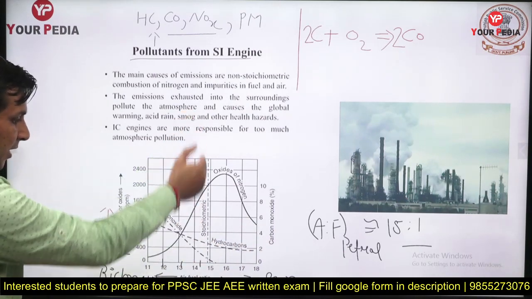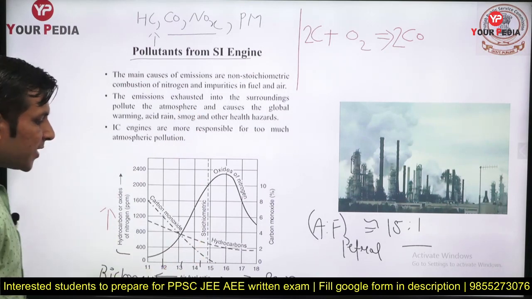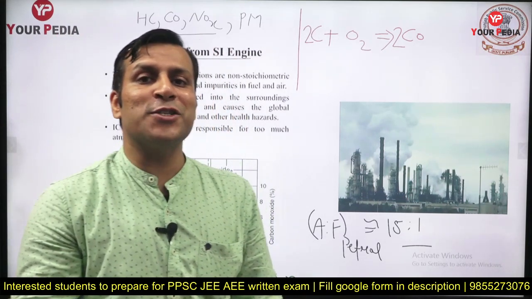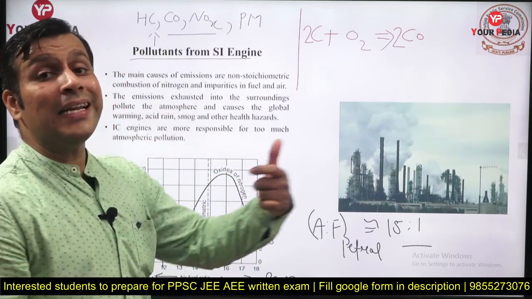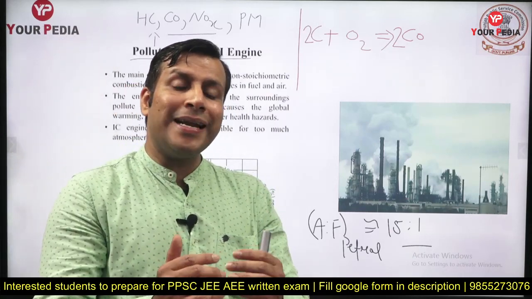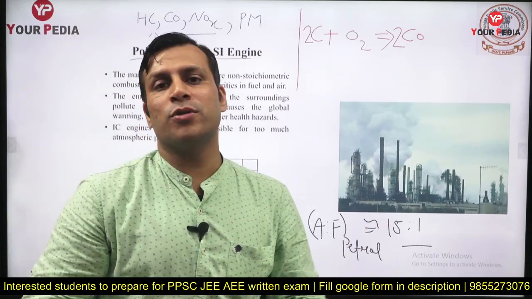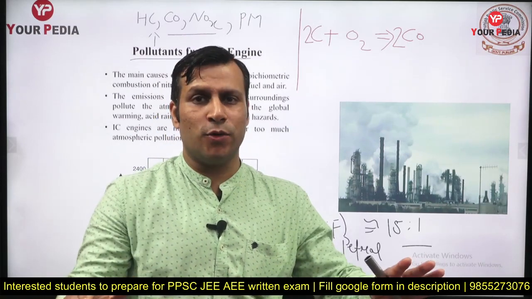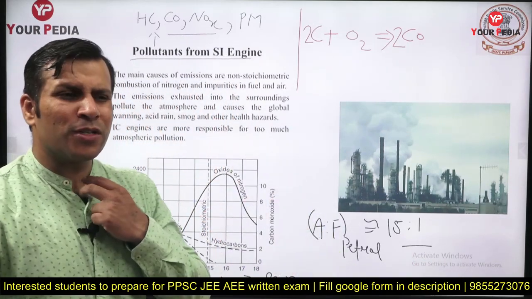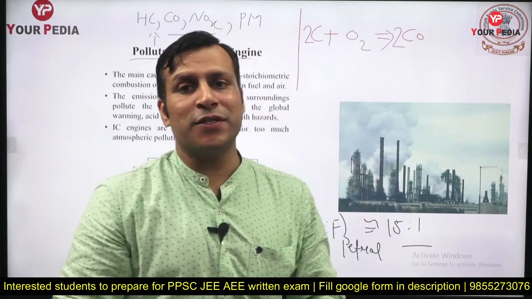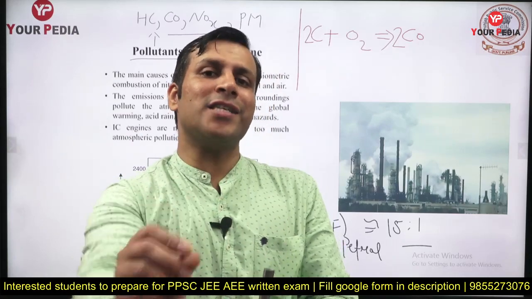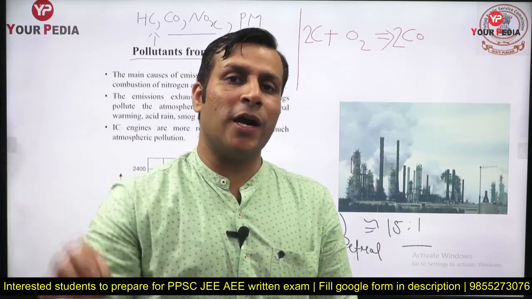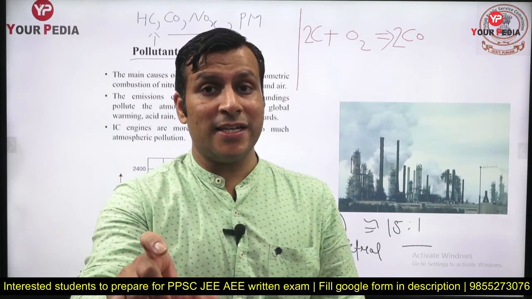This particular line is representing the stoichiometric air fuel ratio. At the stoichiometric air fuel ratio, the carbon monoxide emission is not zero, it will have some value. But if you are supplying a slightly lean mixture, slightly excess air, then the carbon monoxide emission will be almost zero. At stoichiometric it will not be zero, because theoretically we supplied sufficient air, but in the real case, if you supply just the minimum air required for complete combustion, you will not get zero carbon monoxide emission.